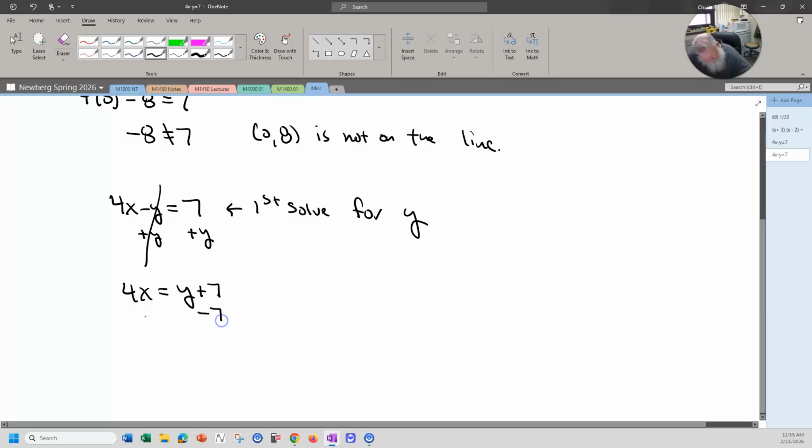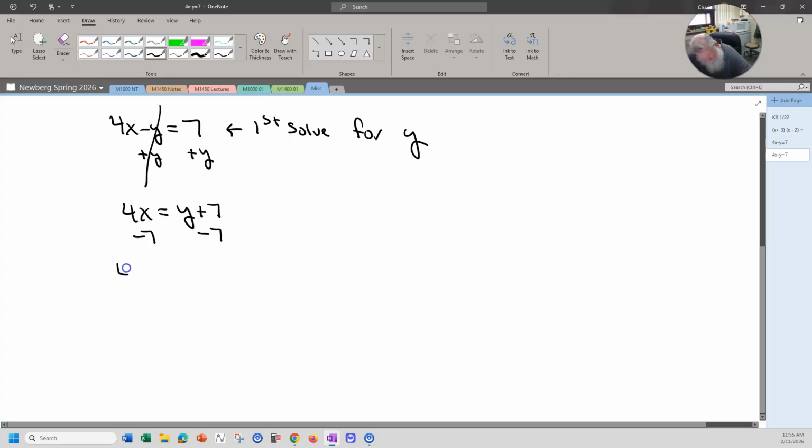I'll subtract 7 from both sides. I get 4x minus 7 equals y. So then what do we have? y equals 4x minus 7. So then I would build a little t-chart. And you might remember a t-chart from previous math days where you pick out a couple of nice x values. I'm going to pick out 0 and, I don't know, 2.